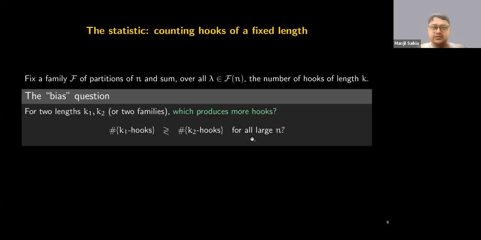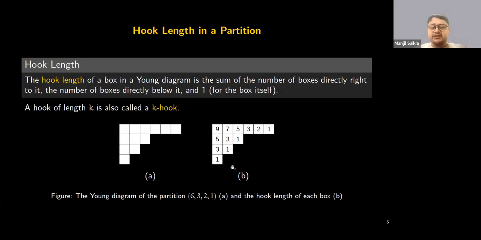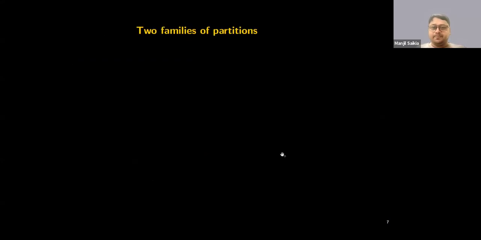So let me once again show. Yeah, so this is the partition that I showed you, 6321. And if you look at the hook lengths, then you see that there is no hook length which is divisible by 4. So this is a 4-core partition, but this is not a 3-core partition because you have hook lengths which are divisible by 3.